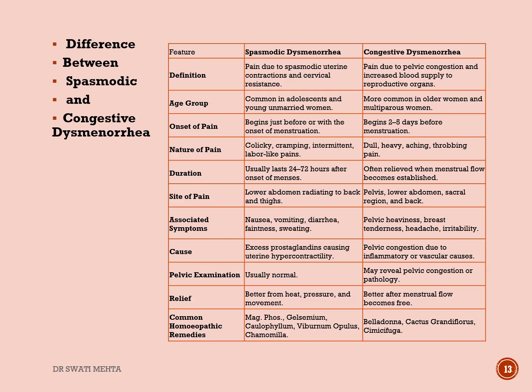Let us now understand the important differences between spasmodic dysmenorrhea and congestive dysmenorrhea. Spasmodic dysmenorrhea is the most common type seen in adolescents and young women. It occurs due to excessive uterine contractions, usually mediated by prostaglandins. The pain is colicky, cramping, and labor-like in nature. It generally starts just before or with the onset of menstruation and lasts for 1 to 3 days. The pain is mainly felt in the lower abdomen and may radiate to the back and thighs.